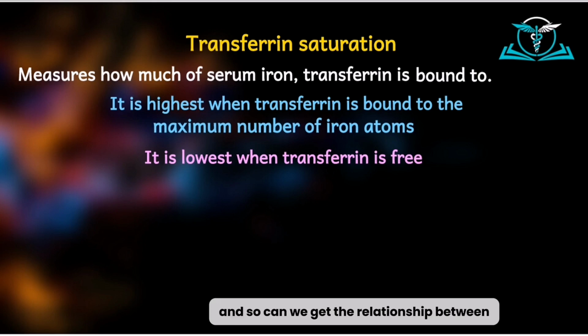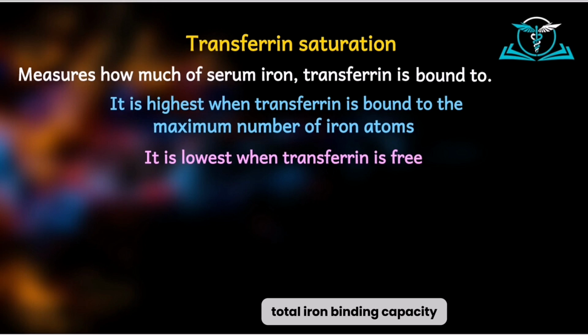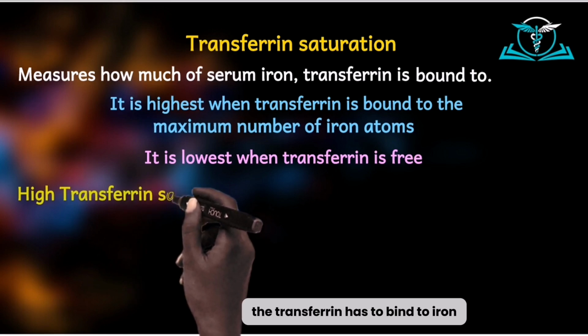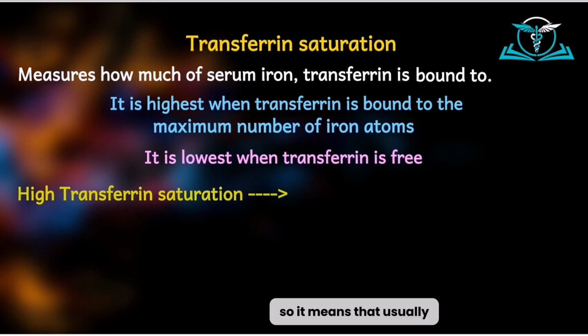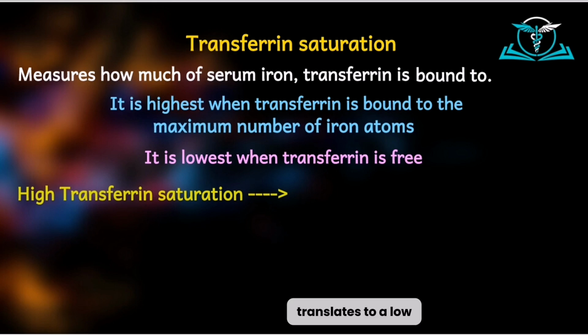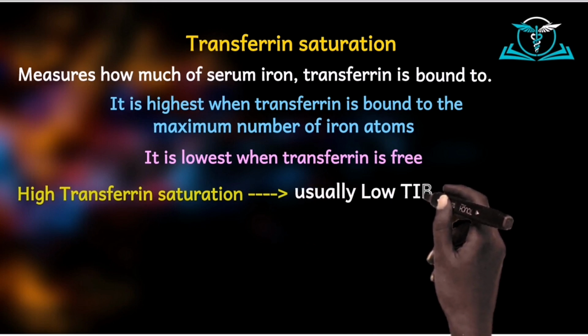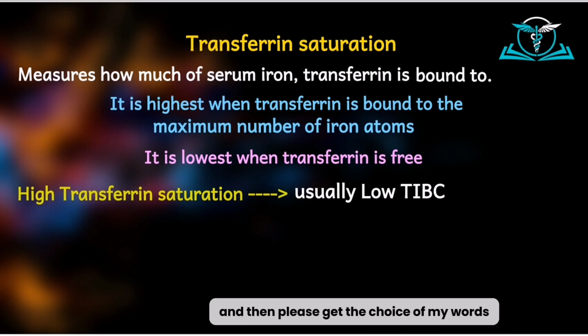And so can you get the relationship between transferrin saturation and total iron binding capacity? Like I said, total iron binding capacity measures the capacity transferrin has to bind to iron, whilst transferrin saturation tells us how much transferrin is bound to ferric iron. So usually a high transferrin saturation, meaning transferrin bound to enough iron, translates to a low total iron binding capacity. And it makes sense, right? Please take note of my choice of words.